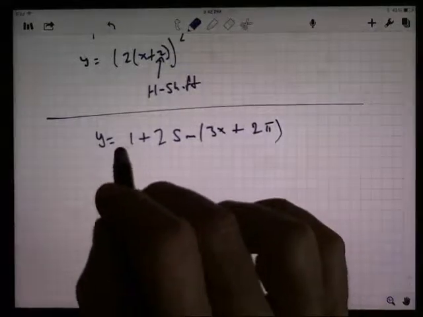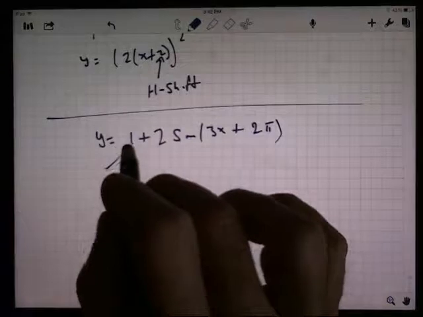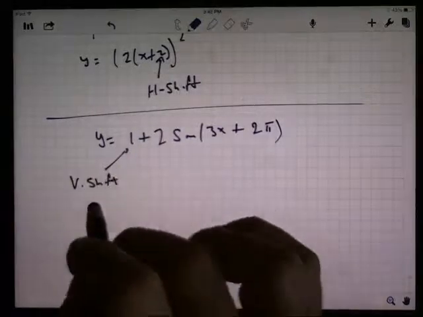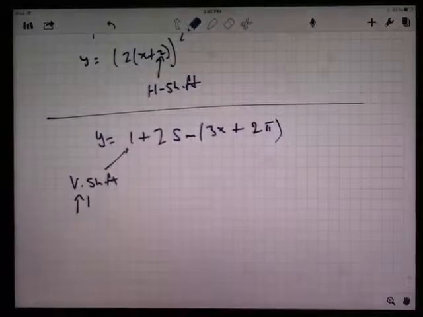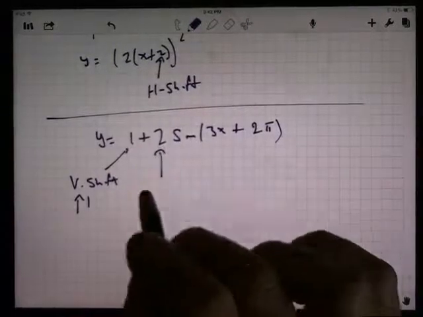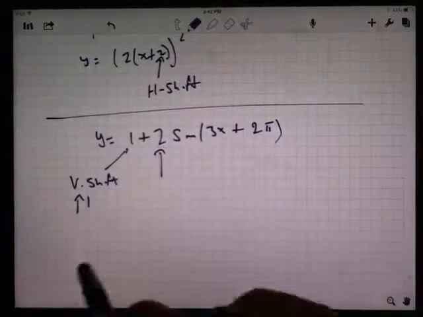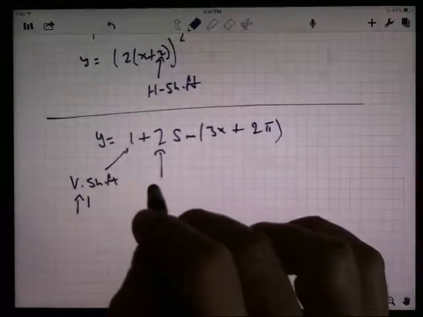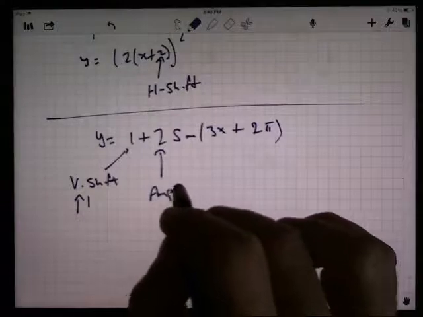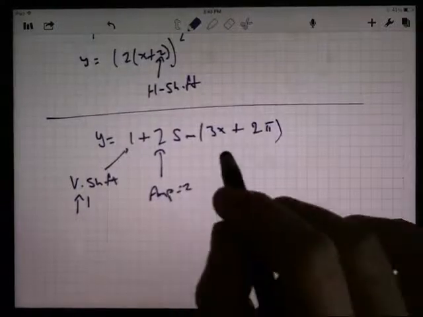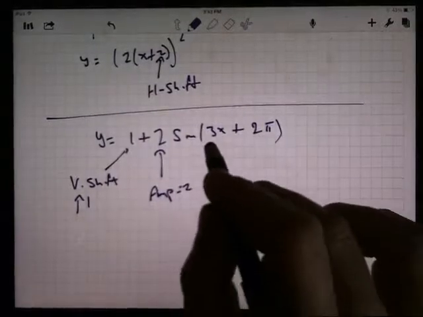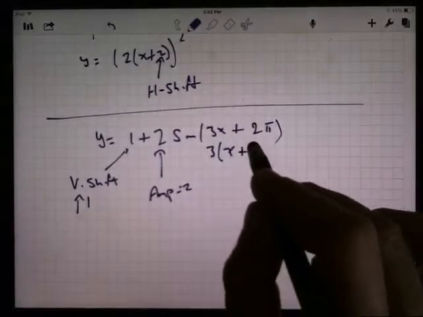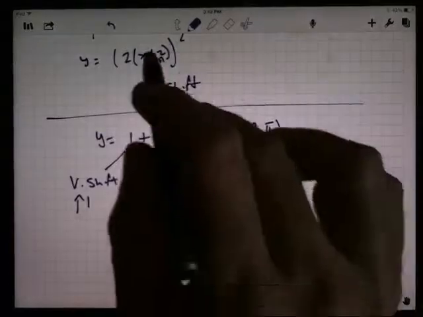But let's take a look at these piece by piece. The plus 1 on the outside is telling me the vertical shift. That's telling me this goes up 1 from what it normally would be. The 2 out in front is a scale factor in the y direction. For a sine, that's telling me that the amplitude is equal to 2. This I would not leave written this way. I'm going to factor that 3 out. So this looks like 3 times (x plus 2 pi over 3).